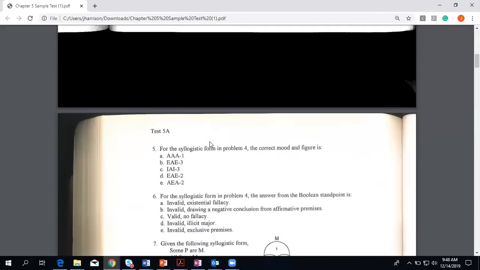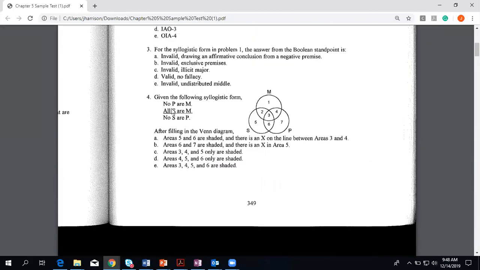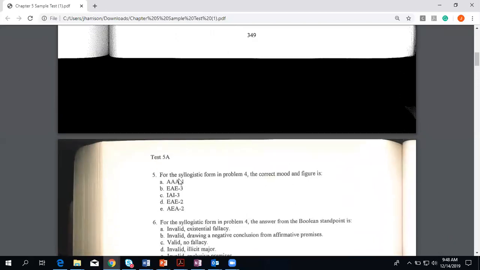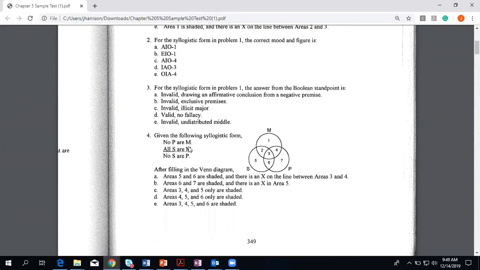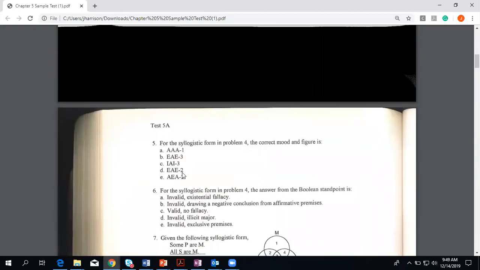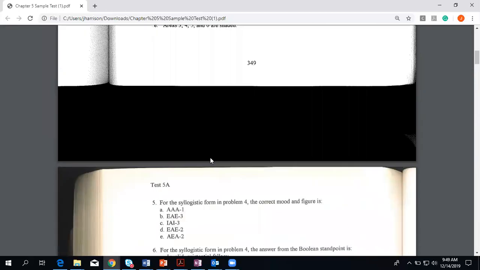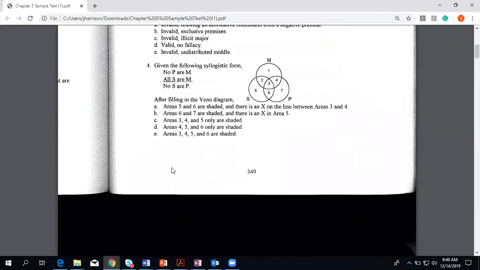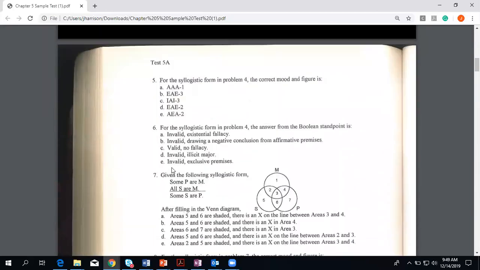It asks what the mood and figure is. E form statement, A form, E form. So EAE, let's check that first. There are 2 options for EAE, so we have to go back and see where our middle term is. We have the middle term stacked in the predicate of both premises, and so that is figure 2. So EAE2. EAE3 would be if the middle terms were stacked here in the subjects of the major and minor premise.